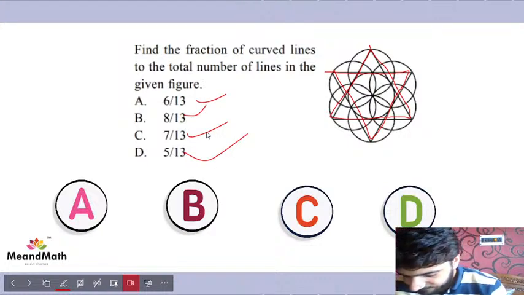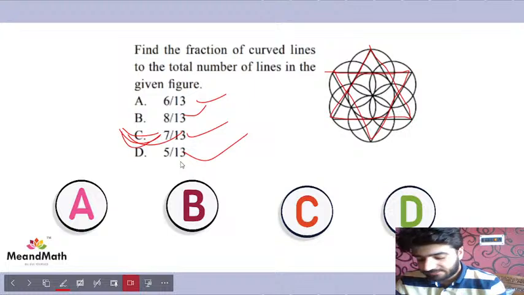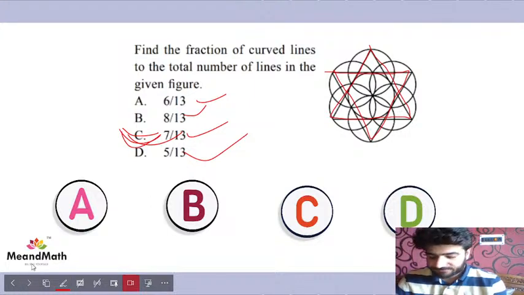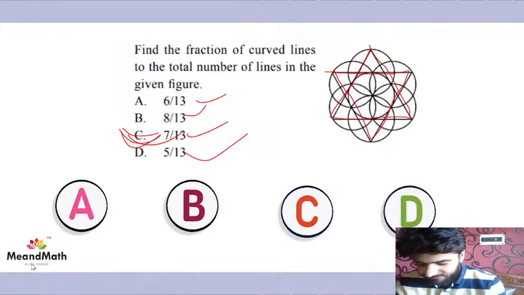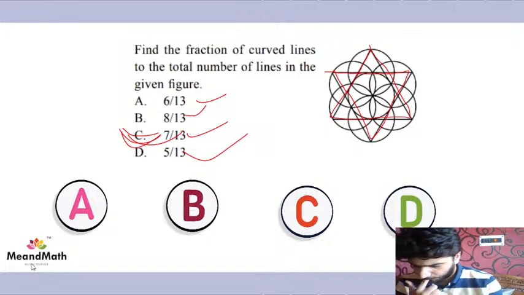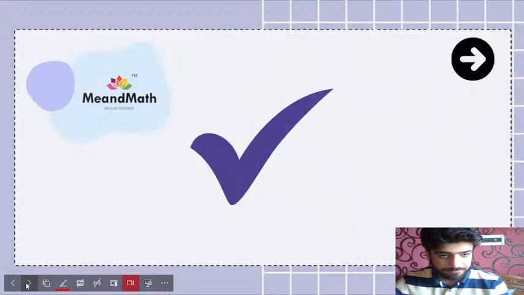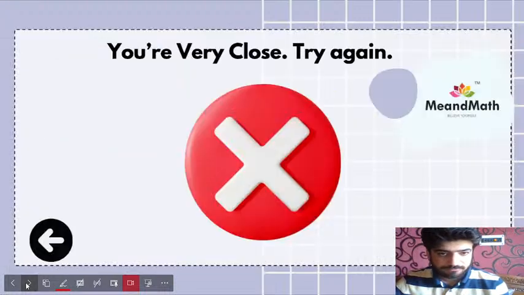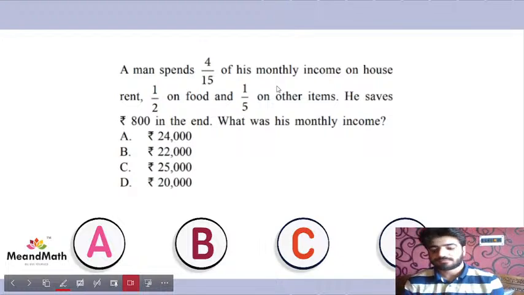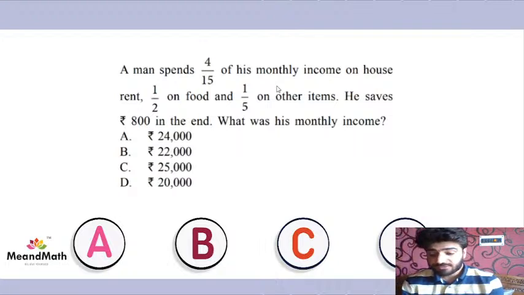That is why 7 by 13 is the correct option. Now I hope you understand. Benishika, did you understand what I'm saying? Yes. Okay, that is the next question. Yes, Saranya, good. Yes, okay, Banishika. Now go to the next question.